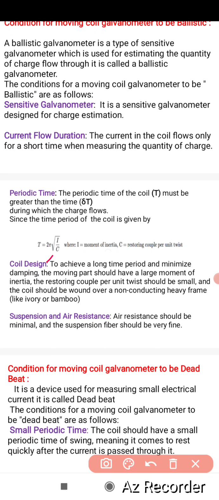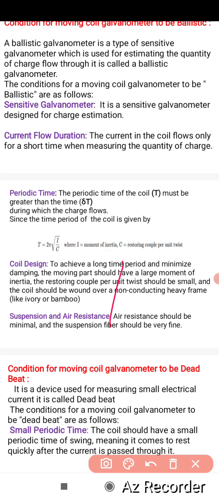Suspension and air resistance: air resistance should be minimal and the suspension fiber should be very fine. This is the condition for a moving coil galvanometer to be ballistic.